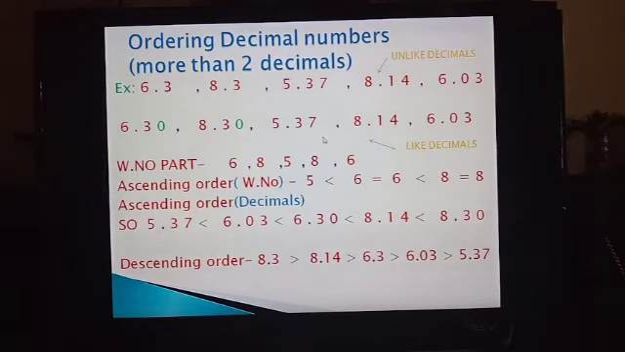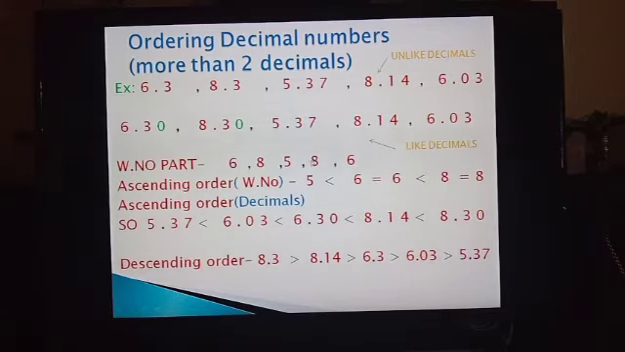So in this way I have converted unlike decimals into like decimals. So the first step is done in comparison. The next step is we need to compare the whole number part. Here if you take the whole number parts, 6, 8, 5, 8, 6 are there. If you write them in ascending order, first 5 comes, next 6. But this decimal is also having 6. That's why I have written here 6 is equal to 6.